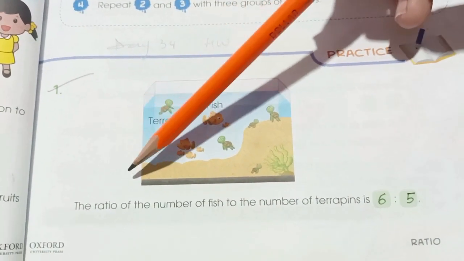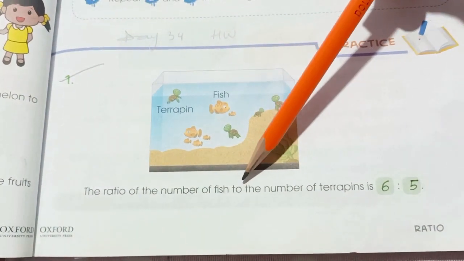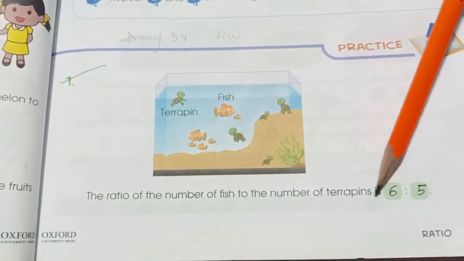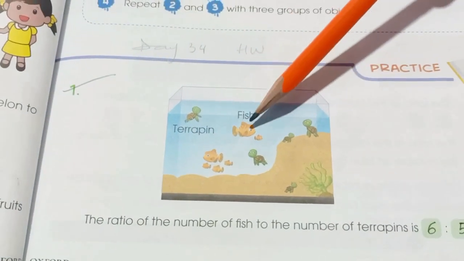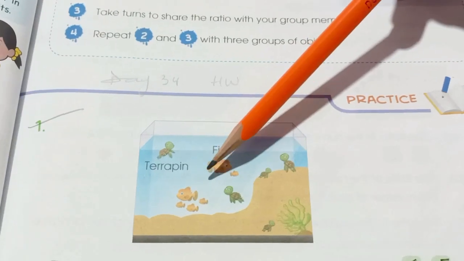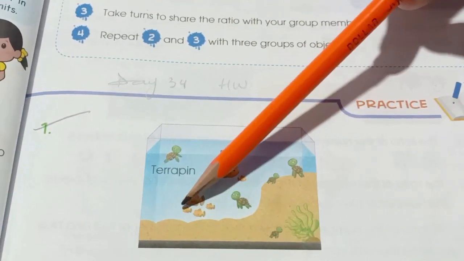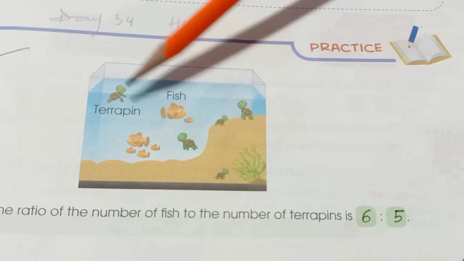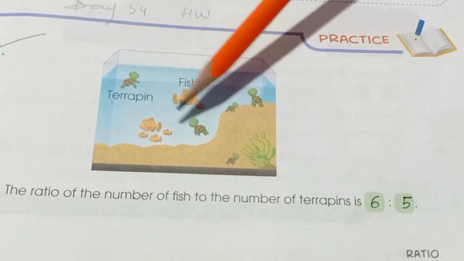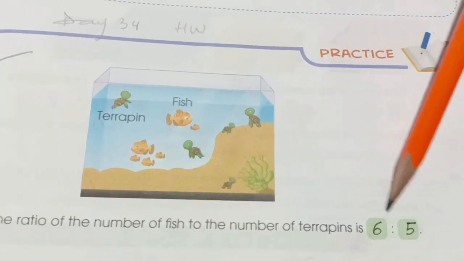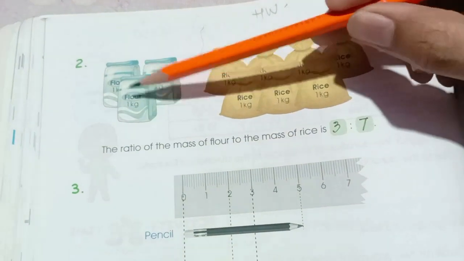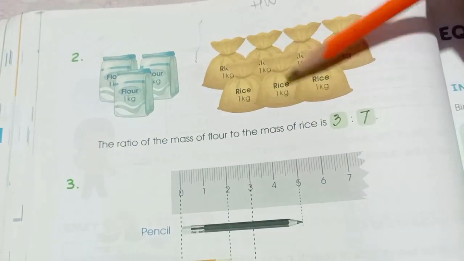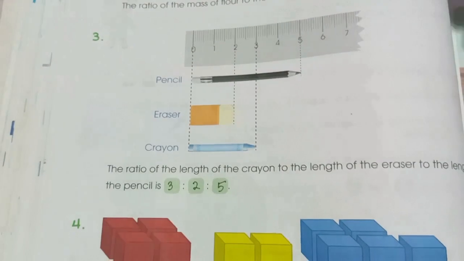Practice number 1. The ratio of the number of fish to the number of terrapins. So here we have the number of fish: 1, 2, 3, 4, 5, 6. Terrapins: 1, 2, 3, 4, 5. Here we have the ratio of the mass of flour to the mass of rice: 1, 2, 3 and 1, 2, 3, 4, 5, 6, 7.